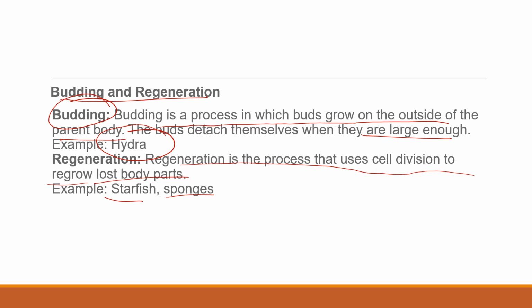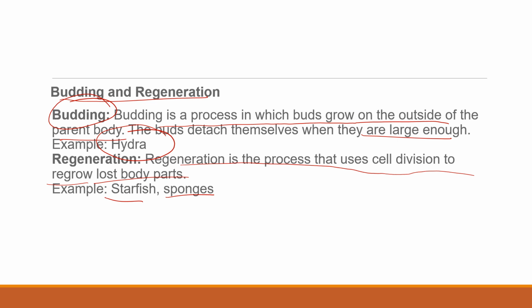So budding and regeneration. Budding is happening in hydra and others, when the buds grow outside and then detach from the parent body. Regeneration is a process that uses cell division to regrow the lost body parts. One part is regenerating, and it happens in starfish and sponges.